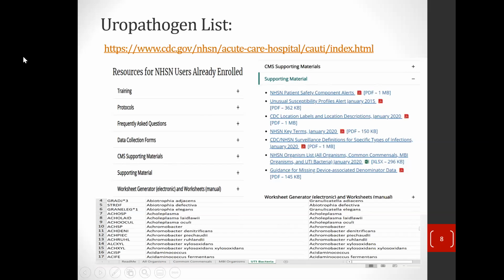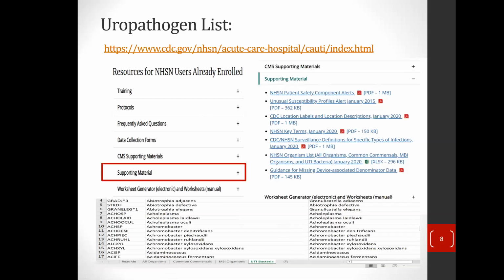So each of the measures in NHSN, the page looks exactly the same. It has this section right here, resources for NHSN users already enrolled. And you would want to go to supporting material and click on this link right here. This will bring up this part of the slide right here that I'm showing you.